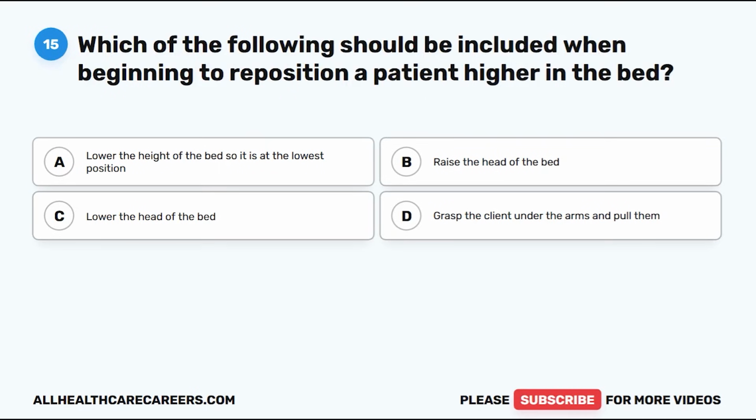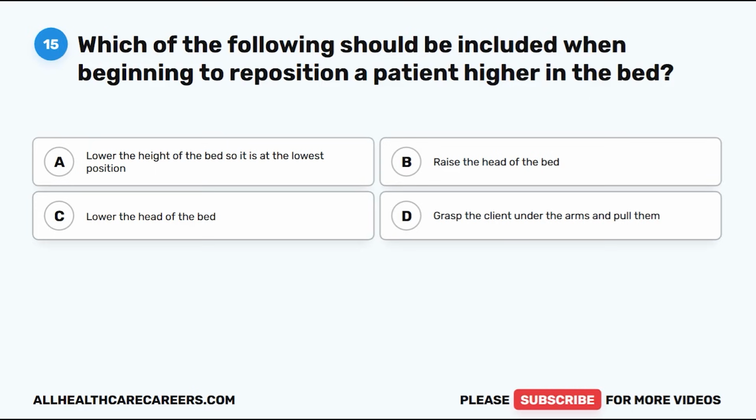Question 15. Which of the following should be included when beginning to reposition a patient higher in the bed? Option A. Lower the height of the bed so it is at the lowest position. B. Raise the head of the bed. C. Lower the head of the bed. D. Grasp the client under the arms and pull them.